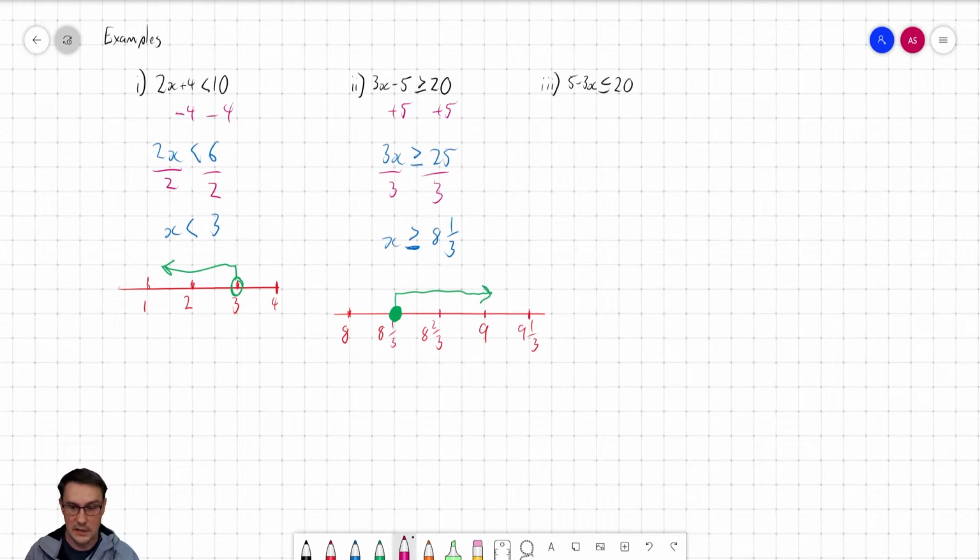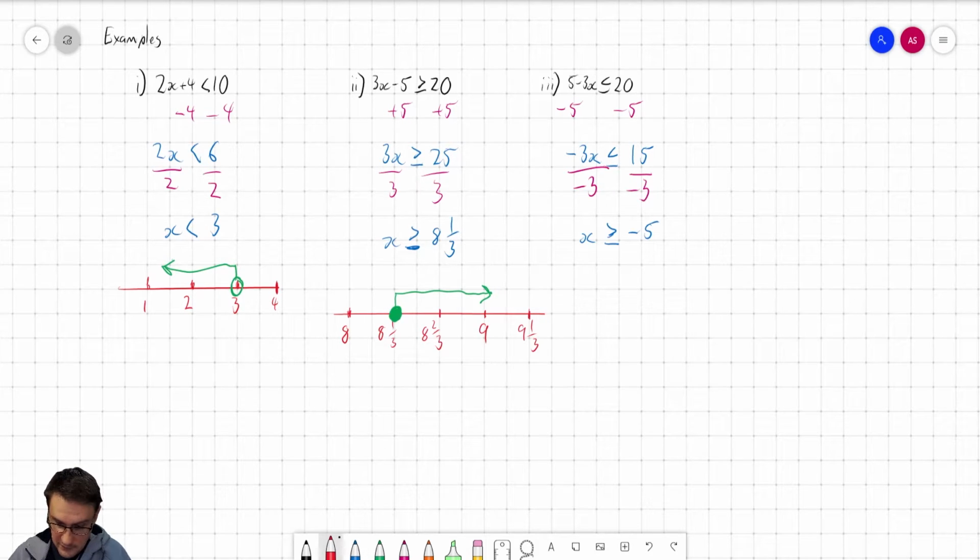Okay, the next example, again, following the same processes. I'm going to subtract 5 from both sides. This is going to give me negative 3x is less than or equal to 15. Now I'm going to divide by negative 3 on both sides. But as a result of this, something is going to change. We're going to have x, but the direction of the sign is going to change from less than or equal to, to greater than or equal to, because we did divide by that negative number. And so when we work this out, we're going to have an answer of -5.